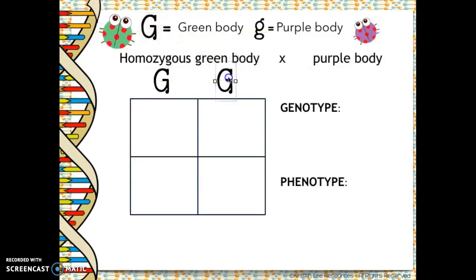I'm going to put one parent up on top with 2 capital G's. And then it says that they're crossed with a purple body. So I am going to use 2 lowercase g's because that's the only way that you could have a purple body is to have the recessive trait. And my square is now set up. Now if you flip-flop, you put the capital G's on the side and the lowercase g's on the top, you'll still get the same answer. So it's okay if you put that on either one.